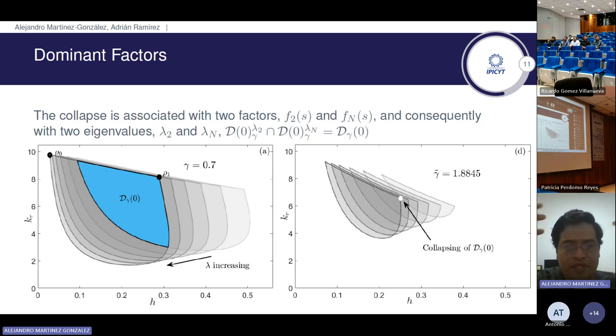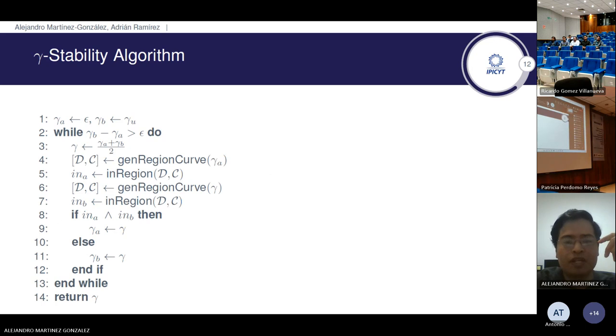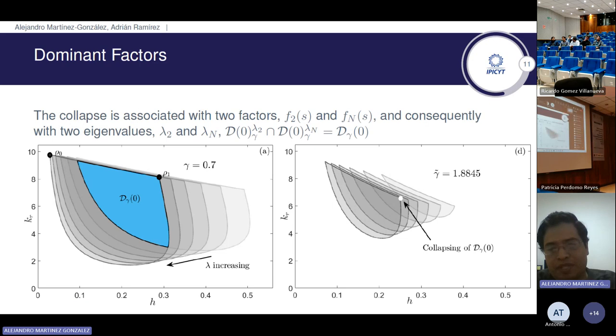So these observations allow us to propose the dominant factors. The first factor, associated with the second eigenvalue, and the last one, associated with lambda n, are the factors that determine the stability of the whole system. So how do we find the maximal exponential decay rate, gamma?